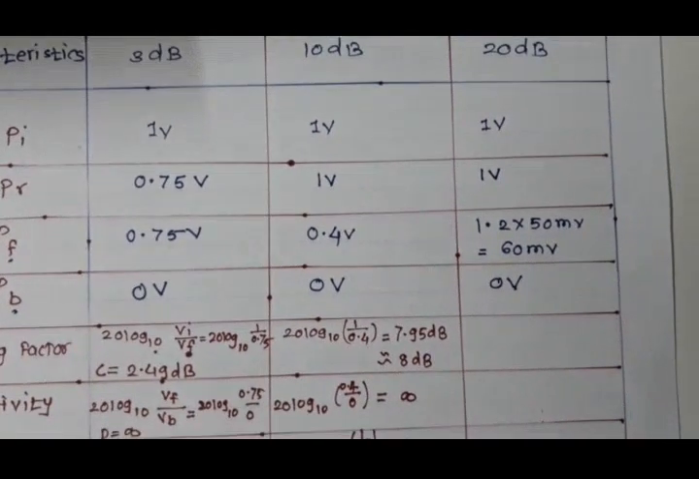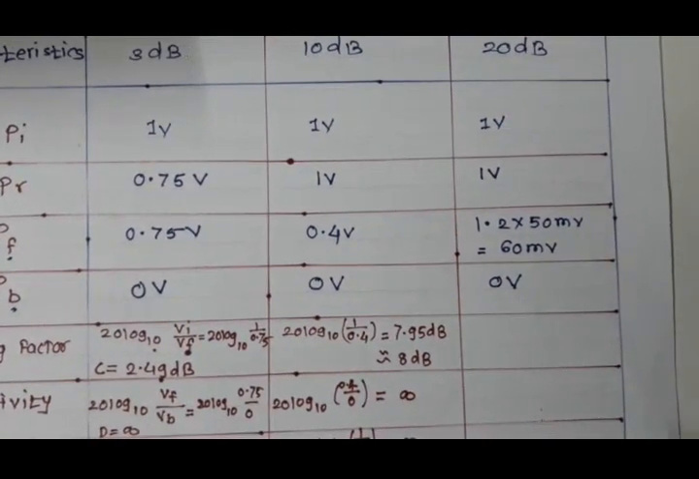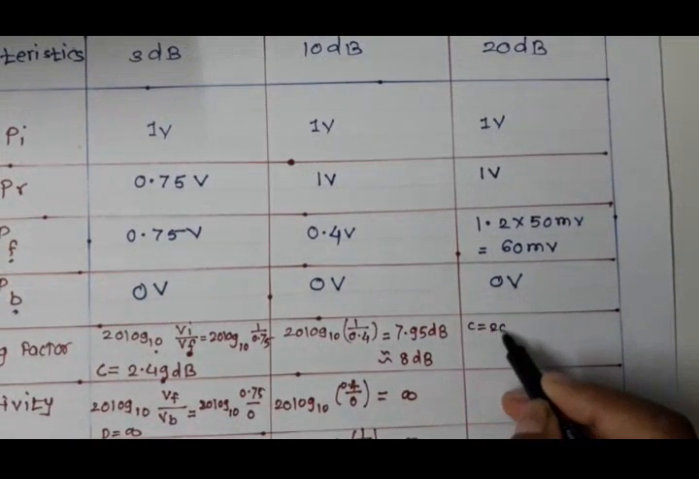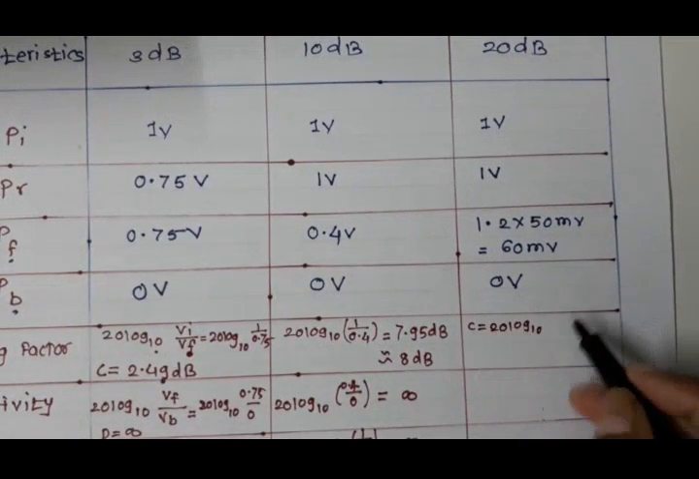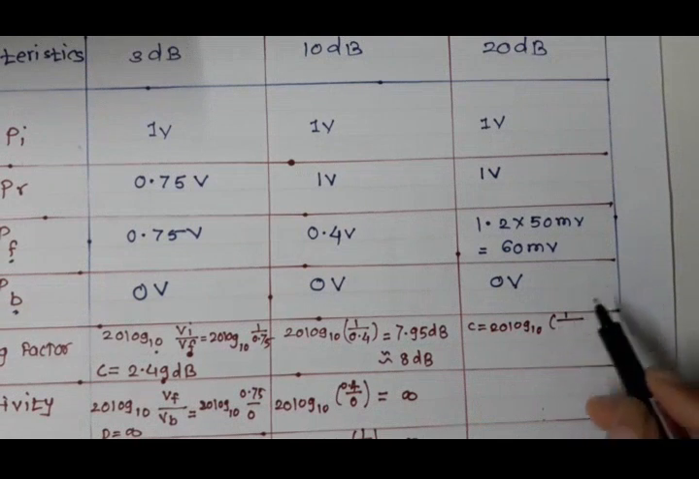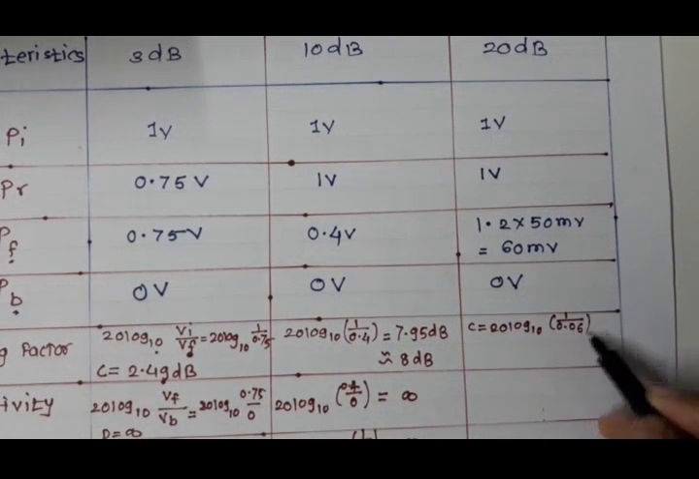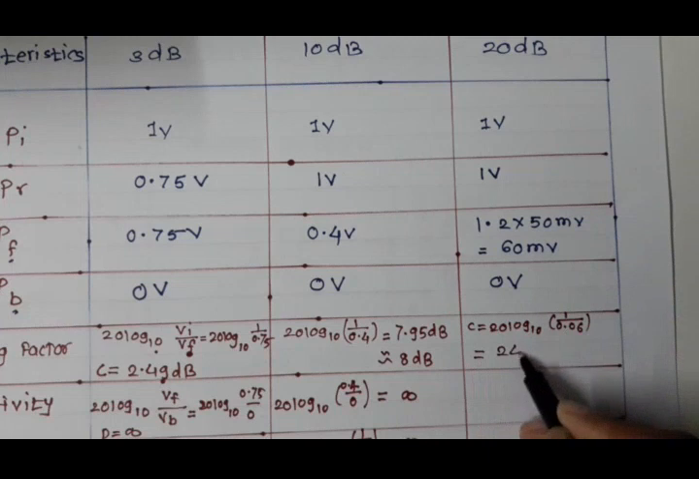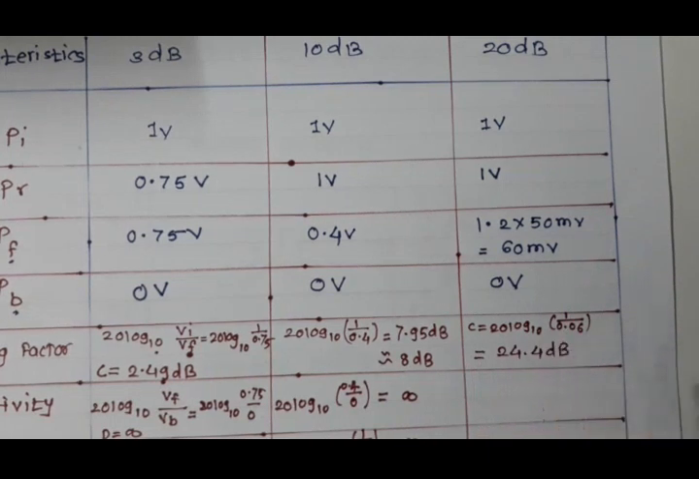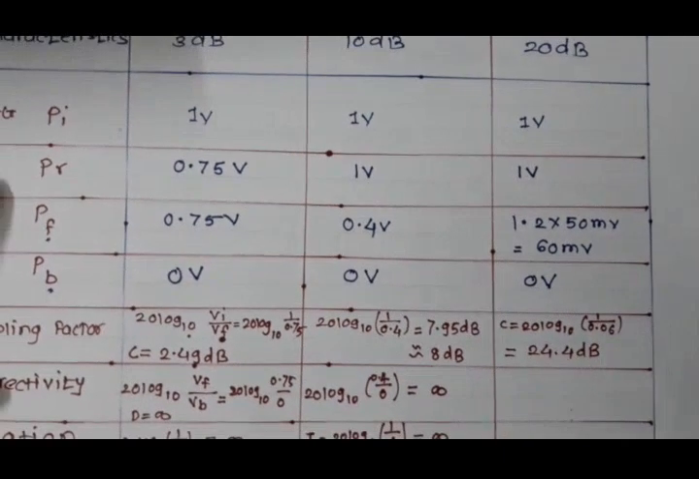Now we'll move towards the 20 dB directional coupler. The first is the coupling factor, so it will be 20 log to the base 10 input, that is 1, divided by coupled power, that is 0.06 volts, which comes to 24.4 dB. Ideal is 20 and we are getting 24.4 dB.